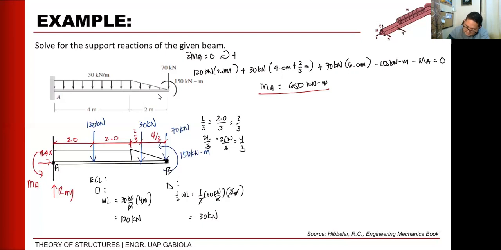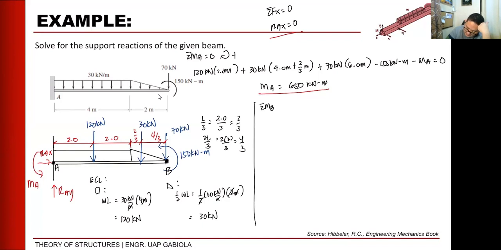Next, summation of Fx. So dito ko na lang sa taas ilalagay. Summation of Fx is equals to 0. So Fx natin is Rax lang. So wala tayong ibang value. So ito na yung magiging value natin for Rax. Okay?